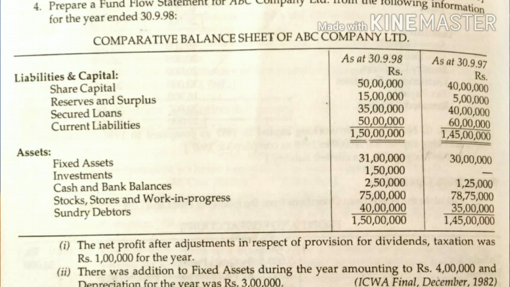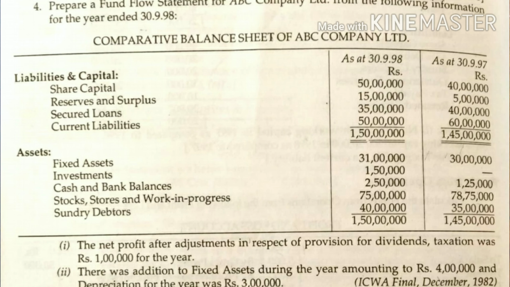Then reserves and surplus. Reserves and surplus is nothing but profit. So opening profit is 5 lakh, closing profit is 15 lakh. So the difference is 10 lakhs. So 10 lakh is the profit made during the year.